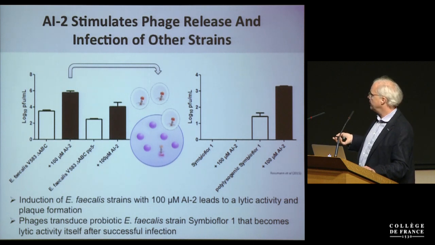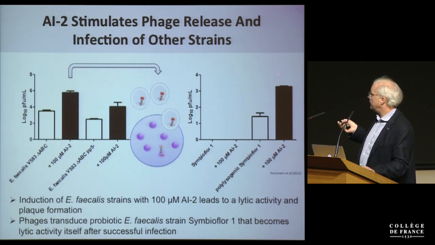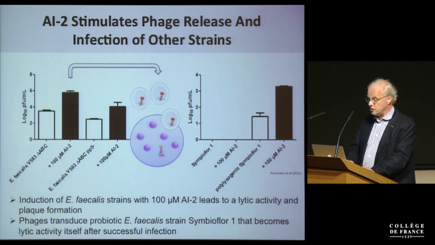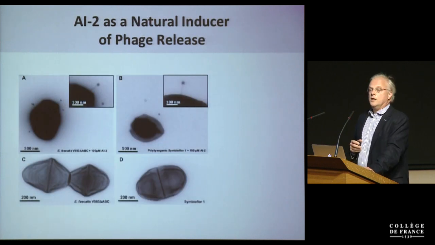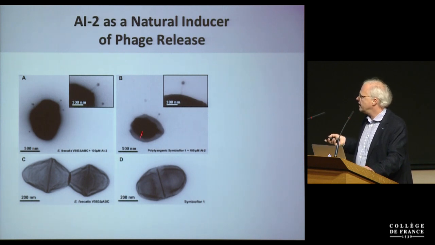It produces some without being induced, but it produces quite a lot when it's induced with autoinducer 2. To make sure that what we are seeing is not only plaques, but really phages, we used electron microscopy, and here you can see the strains that are induced with 100 micromolar autoinducer 2, and you can see nicely these little moon landers.